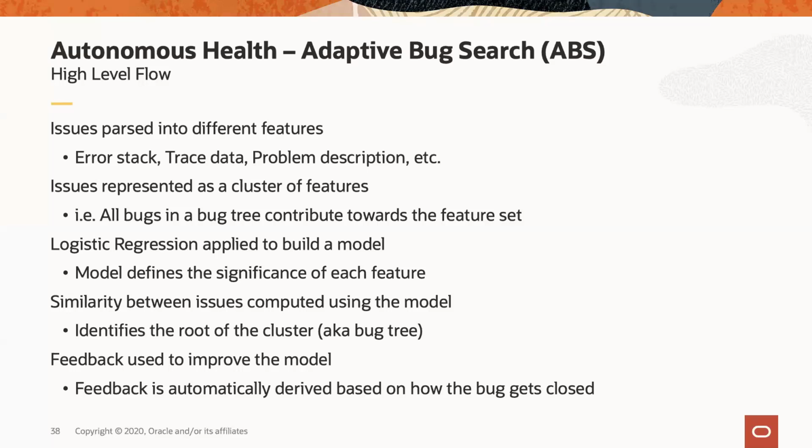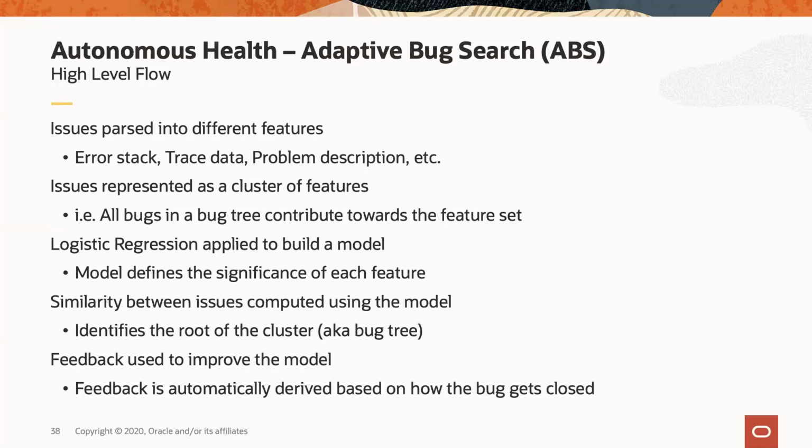And at the same time, there's also a human that actually has to go back and say, hey, this was wrongly marked. So this is also a semi-supervised machine learning model. But the accuracy rates for this model are as high as 85% in terms of what it actually closes. So this is adaptive bug search, which is how we identify duplicate issues across the Oracle Cloud, and we close these issues automatically. And those instances get scheduled for patch application.